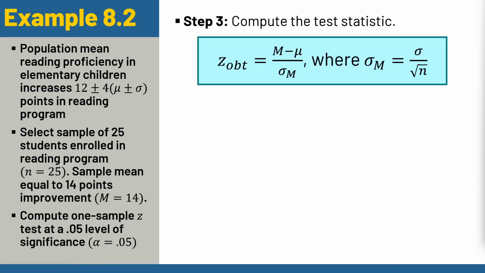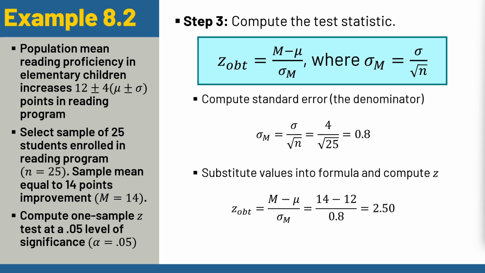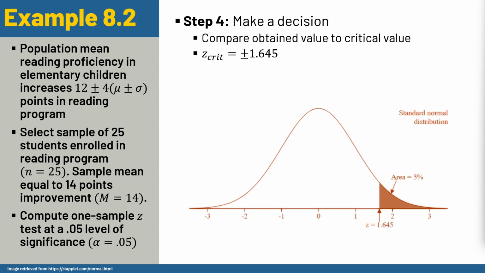Okay, compute the statistic. Well, here, once again, we need to calculate standard error first. And if we do that, plug in our standard deviation and our sample size, we get a standard error of 0.8. And then we'll substitute those into the formula and compute a z, and we'll get an obtained z-score of 2.50. And now we just need to compare the two, right? So once again, our critical z was, sorry, that should just be 1.645, not plus or minus. I apologize for that. Then our z obtained was 2.5.